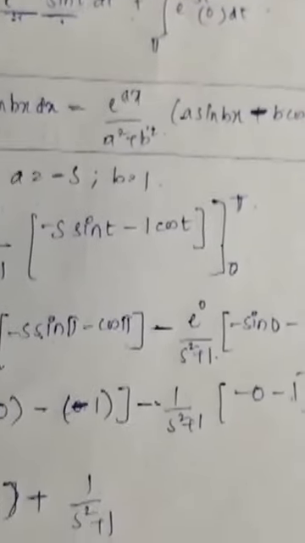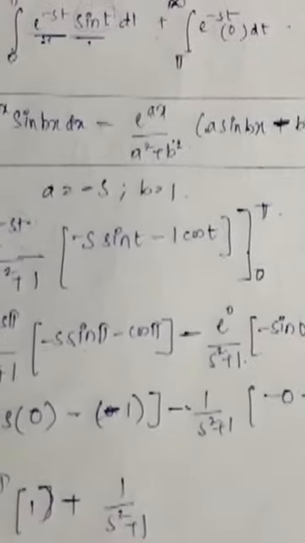Now writing as one term, what we get is e power minus s pi plus 1 over s square plus 1. This is the answer we get. I think it is clear for you.